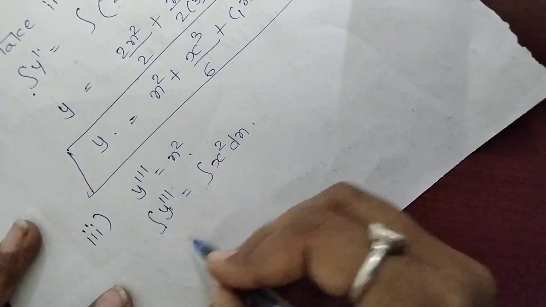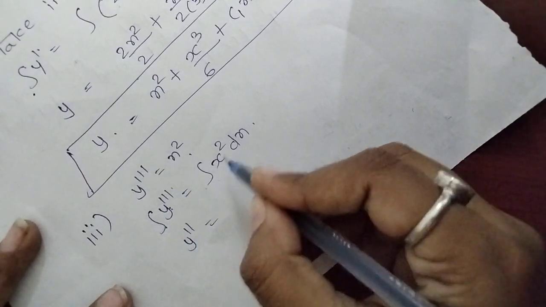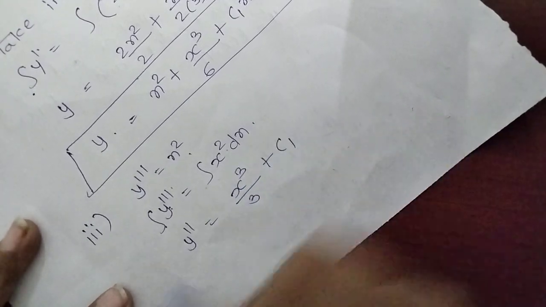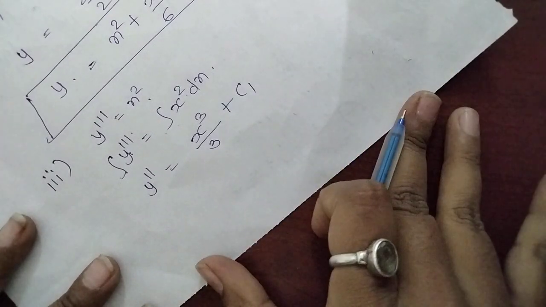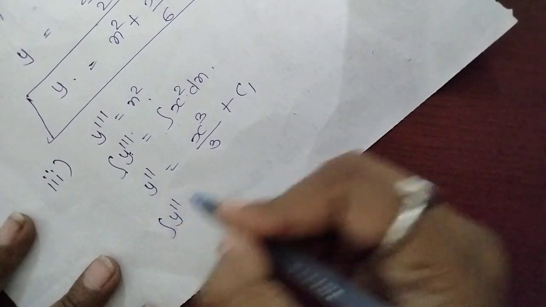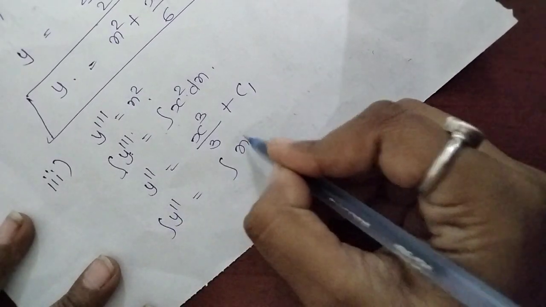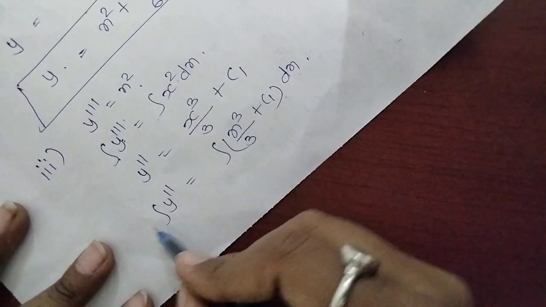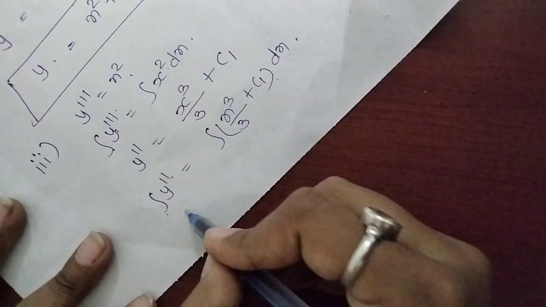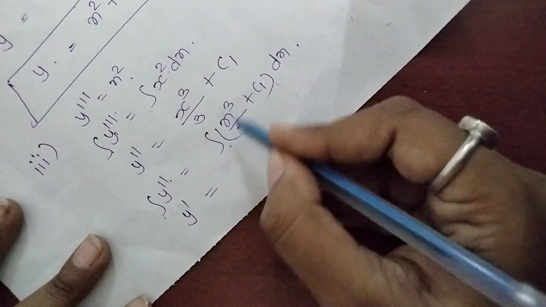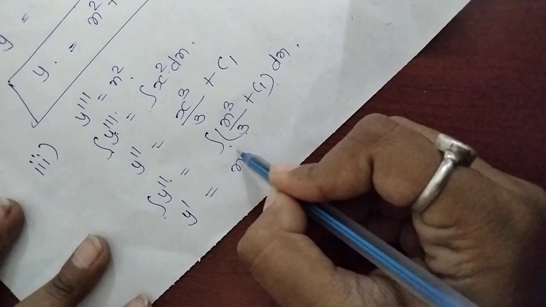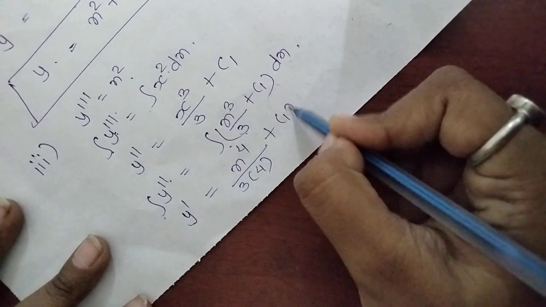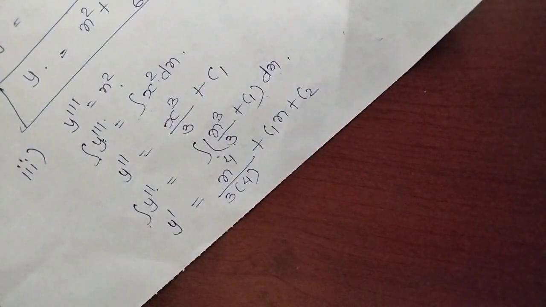Integration of y triple dash is y double dash, equal to integration of x square, that is x cube upon 3 plus c1. Now again take integration: integration of y double dash is equal to integration of x cube upon 3 plus c1 into dx. So integration of y double dash is y dash, equal to x raised to 4 upon 3 into 4 plus c1x plus c2.